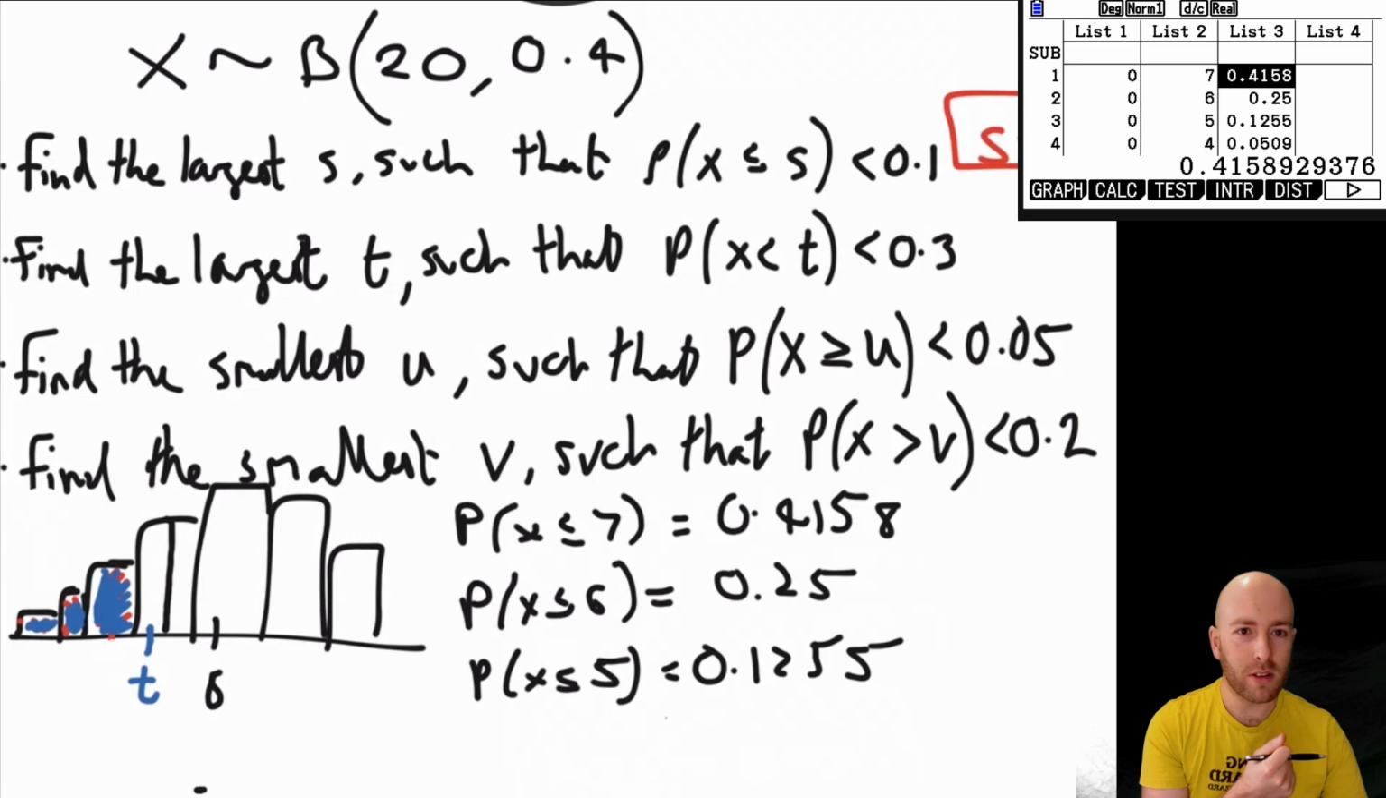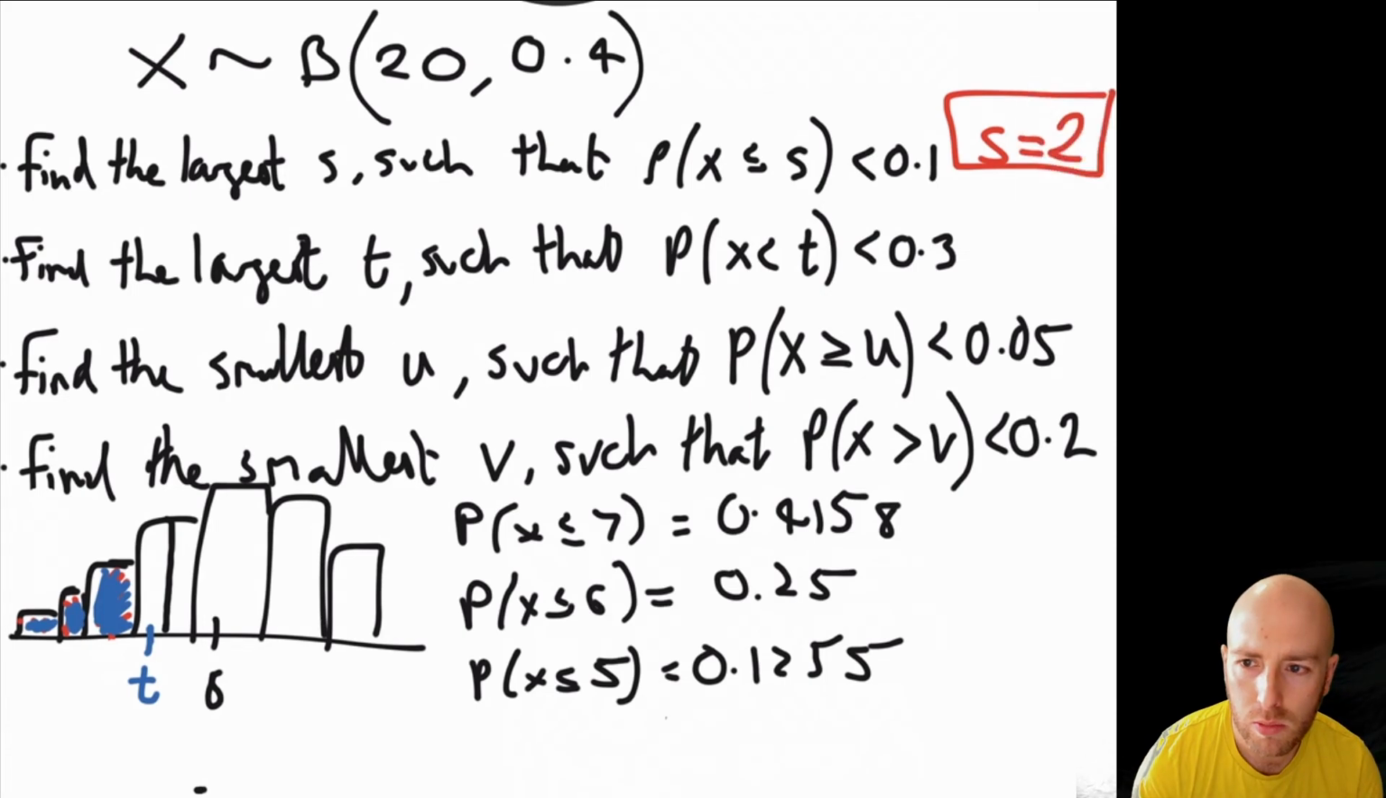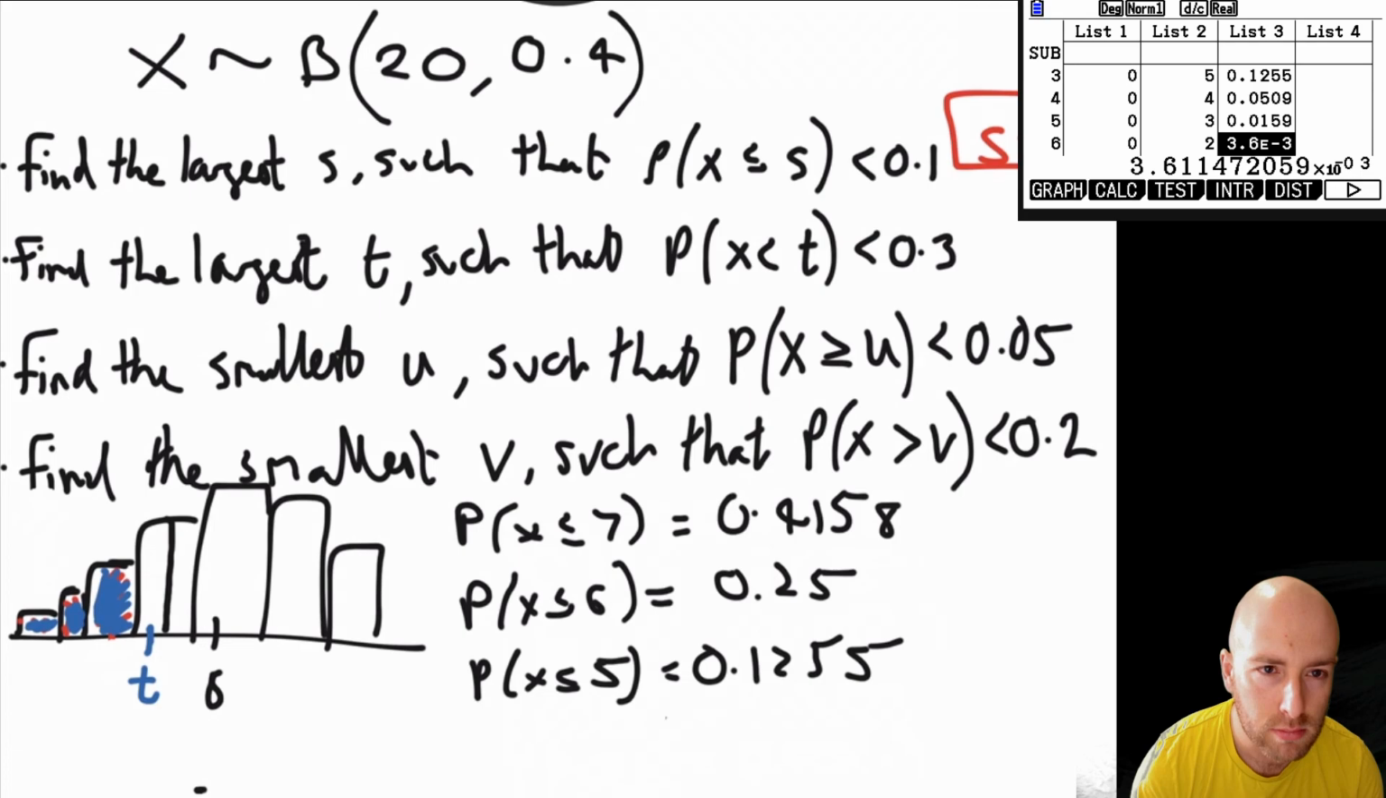Harry, let me just have... sorry, what did I write down? I wrote down 2, didn't I? Why did I do that? Oh, I've done 0.01. Sorry, guys.